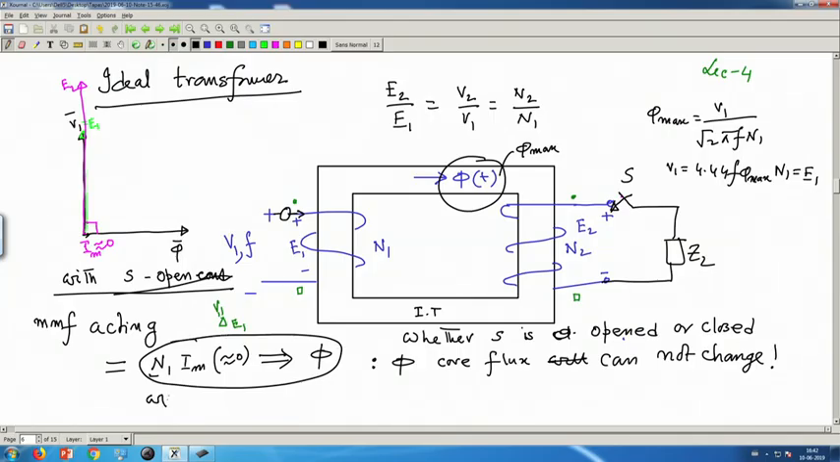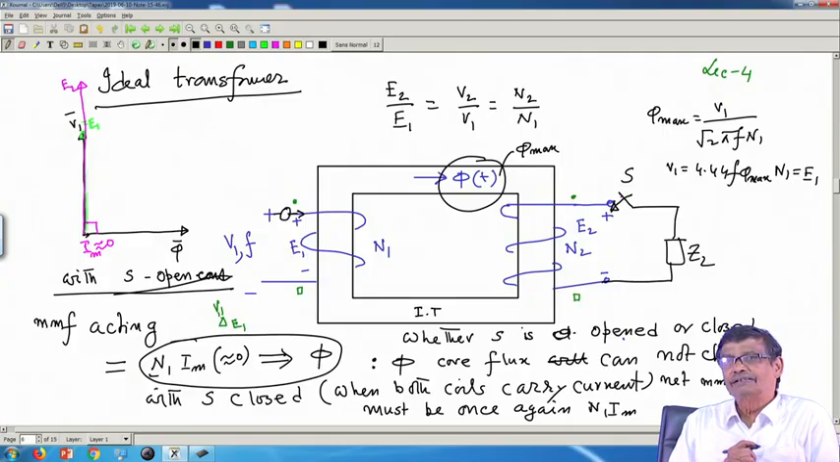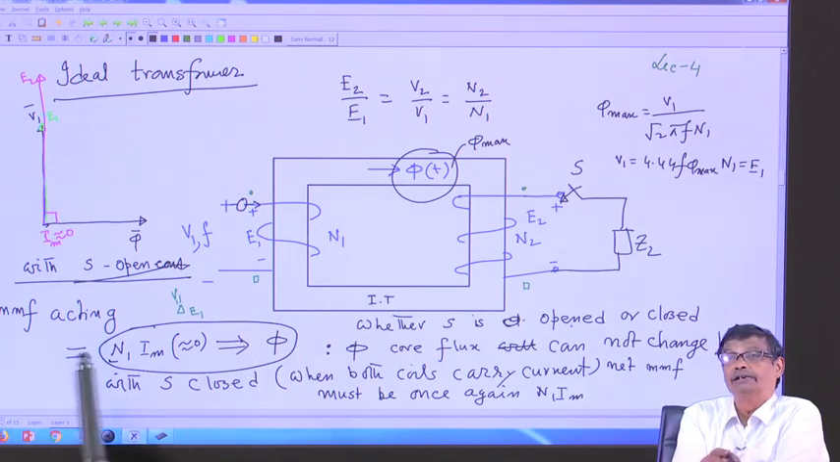What I am telling, with S closed, when both coils carry current, net MMF must be, once again, N1 into Im, because N1 into Im created this original flux, and I am telling with S closed or opened, flux remains same, it cannot change. Why it cannot change? Because this flux will make the KVL equation valid on the primary side.